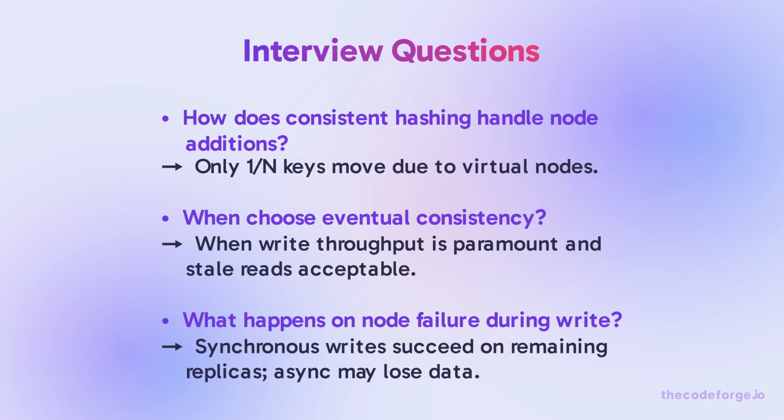How does consistent hashing handle node additions? Only n/N keys move due to virtual nodes. When to choose eventual consistency? When write throughput is paramount and stale reads are acceptable.